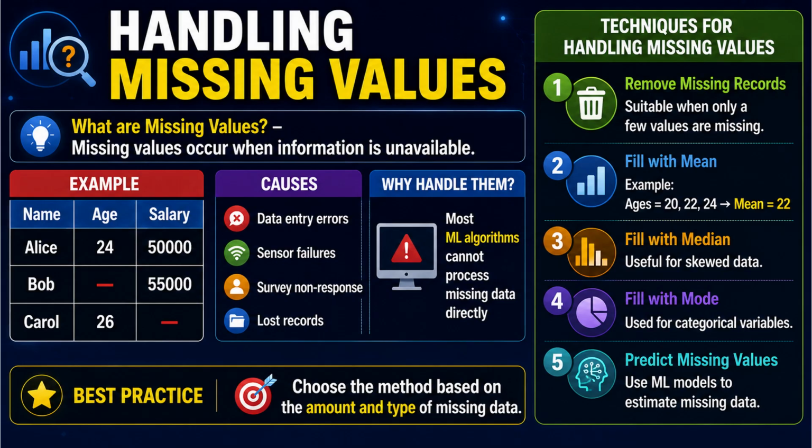The techniques are removing the missing records altogether, or filling that particular missing value with the mean value, or filling it with the median, or filling it with the mode, which is used for categorical data, or you can use ML models to predict the missing values also.